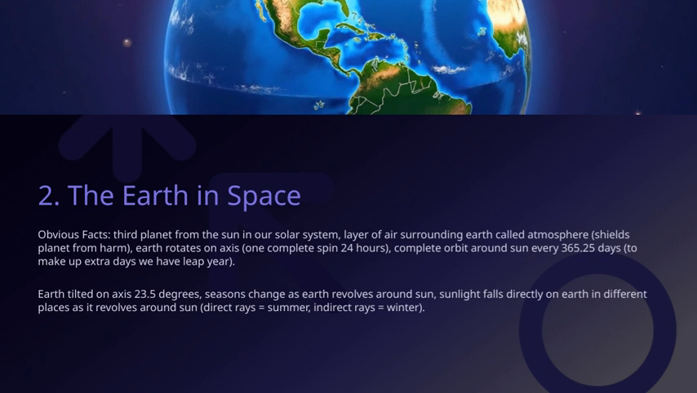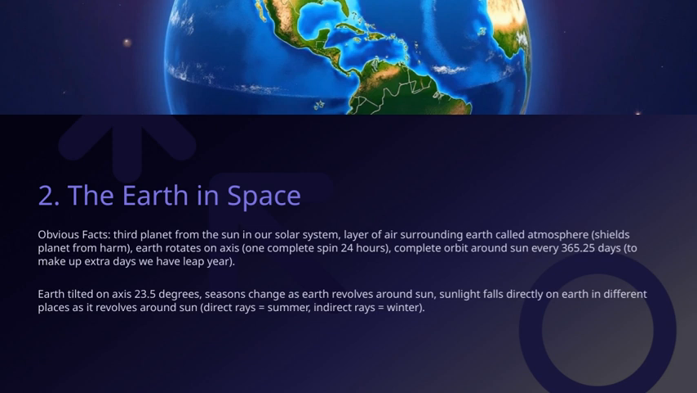Earth is the third planet from the sun in our solar system. It has a layer of air called the atmosphere surrounding it, which acts like a shield to protect us from harm. Earth also rotates on its axis, completing a full spin every 24 hours, which is why we experience day and night. And then there's Earth's orbit around the sun, which takes about 365.25 days to complete. That extra quarter of a day is why we have a leap year every 4 years to keep our calendar aligned with the seasons.